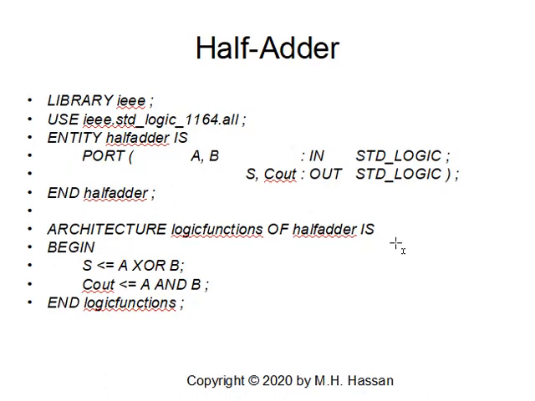I have 2 signals to assign, A exclusive or B to be assigned to S, which is the sum. This came from the definition from the truth table of the half-adder. And C out will be assigned A and B. I will end the logic function. Compile and simulate, or download on a chip and test it. And I have the full code for the half-adder.